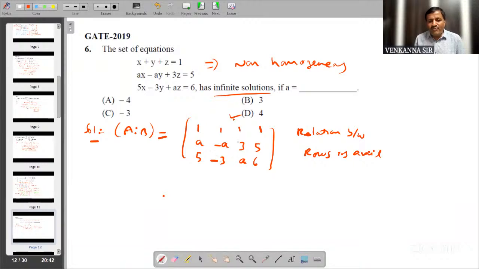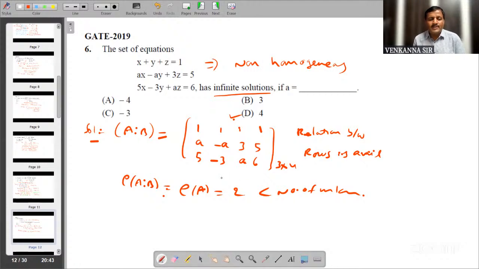See, the question is asking for infinite number of solutions. What is the condition for infinite number of solutions? Rank of augmented matrix is equal to rank of A, and it should be 2, less than number of unknowns. That is required. How many unknowns are there? 3 unknowns. This order is 3 by 4. For what value of a do you get this condition? The answer is 4. a equals 4 is the correct answer.